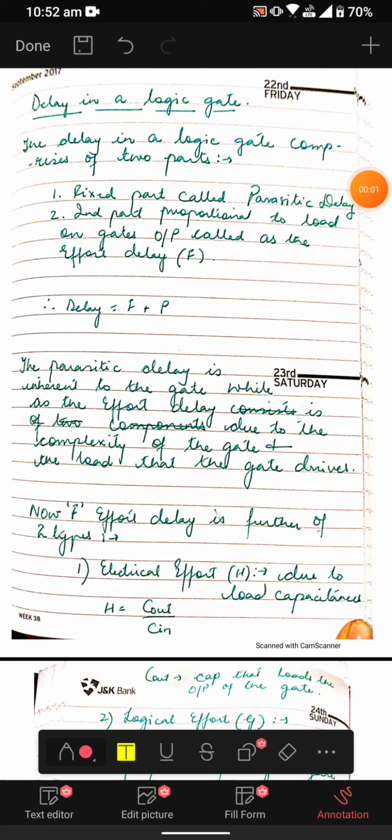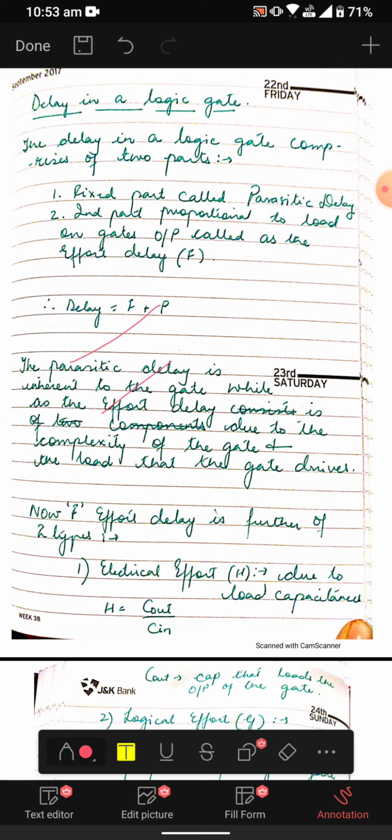In this lecture, we'll study the delay in a logic gate. Basically, the delay in a logic gate simply means the time that the logic gate takes to react from the instant the input is given to the instant it produces the output.